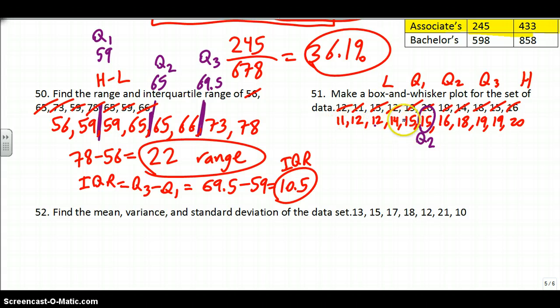1, 2, 3, 4, 5. Right in the middle is 12. That's Q1. 1, 2, 3, 4, 5. 19 is right in the middle there. It's Q3. Now you just make a little box and whisker.